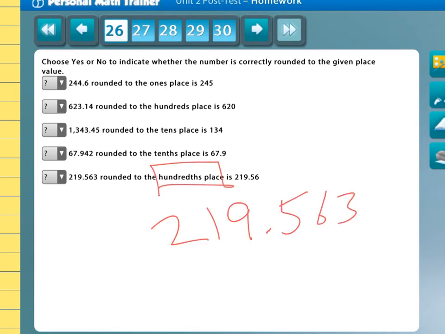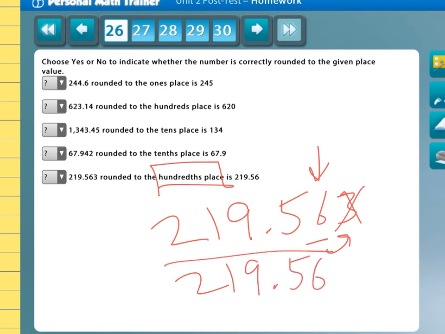False. And the final one is you're rounding this number to the hundreds place, so that's my hundreds place, look to the right. That's a 3, so you're going to round it down to 219 and 56 hundredths, so that is true.